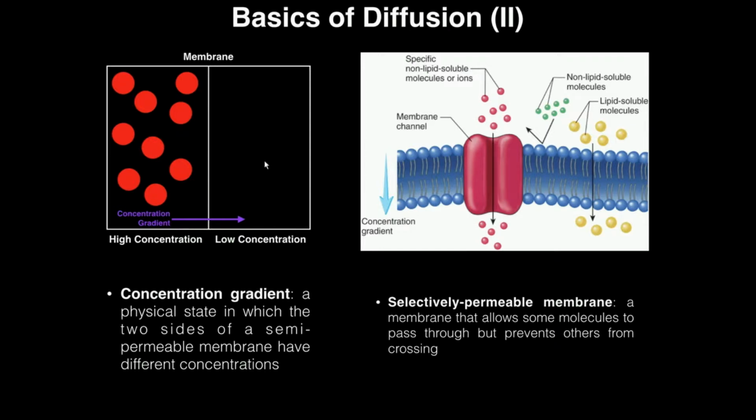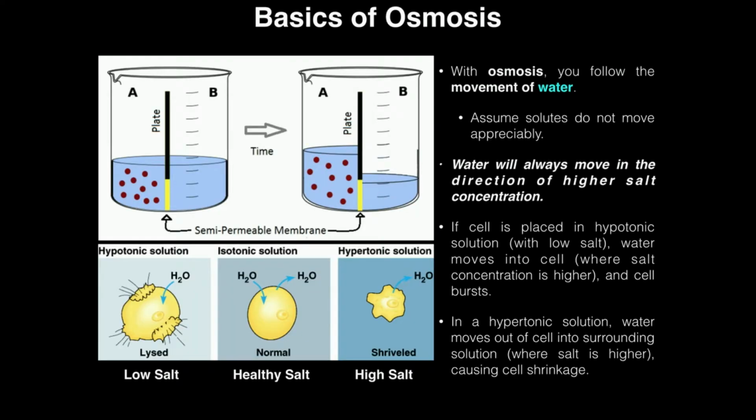Therefore, we have a concentration gradient, which remember means that it's a physical state in which both sides of this semi-permeable membrane or selectively permeable membrane have different concentrations. And if you have a concentration gradient, you will have diffusion. Okay? So in other words, the red particles here would diffuse from left to the right side. Okay? So that's diffusion. All right, let's move on to osmosis.